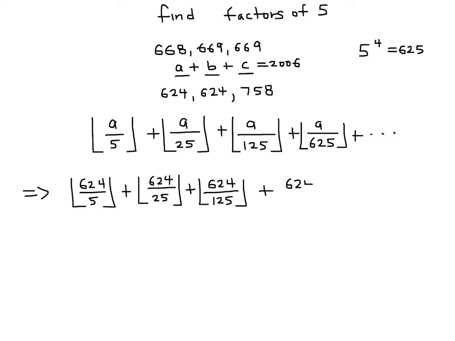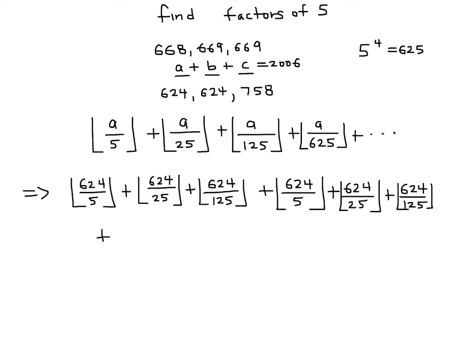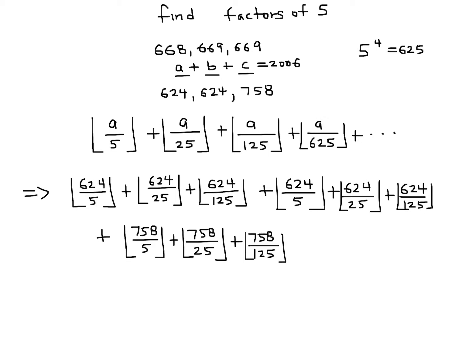Now with B, well, B is the same number, so it's pretty much the exact same thing. 624 divided by 5, 624 divided by 25, 624 divided by 125. And then for C, of course, we're probably going to have to do a little bit more work. 758 divided by 5, the integer value. 758 divided by 25. 758 divided by 125. And we also have to do 758 divided by 625, because this is going to give me at least 1.